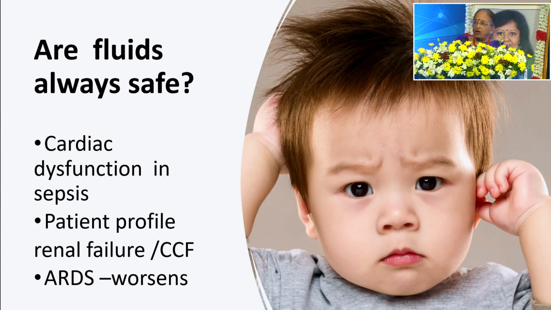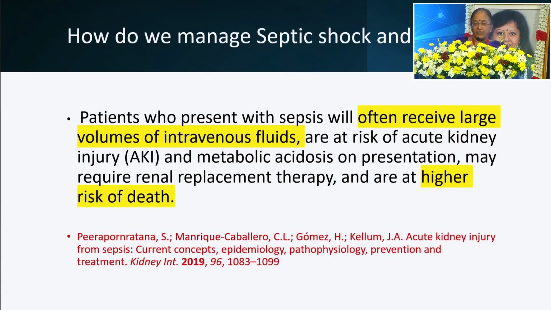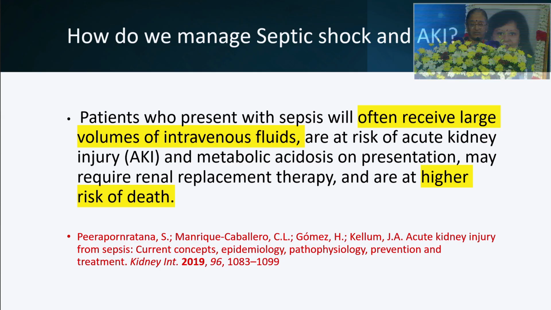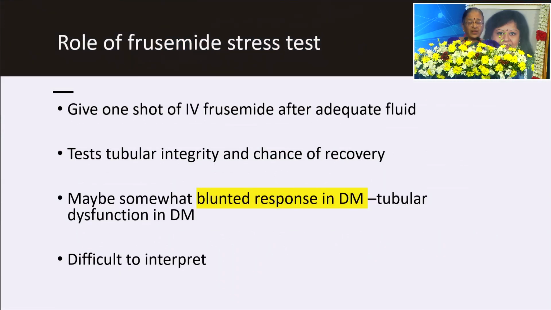Are fluids always safe? Cardiac dysfunction in sepsis, renal failure in sepsis, ARDS worsens. So we cannot follow every guideline for every patient. How do we manage this? In fact, it is known that large amounts of fluid that you give here can cause increased risk of death. One of the tests that we often do is called the furosemide stress test. All of us who work in the ICU give this. We give 1 shot of furosemide after adequate fluid. This is to test the tubular integrity.